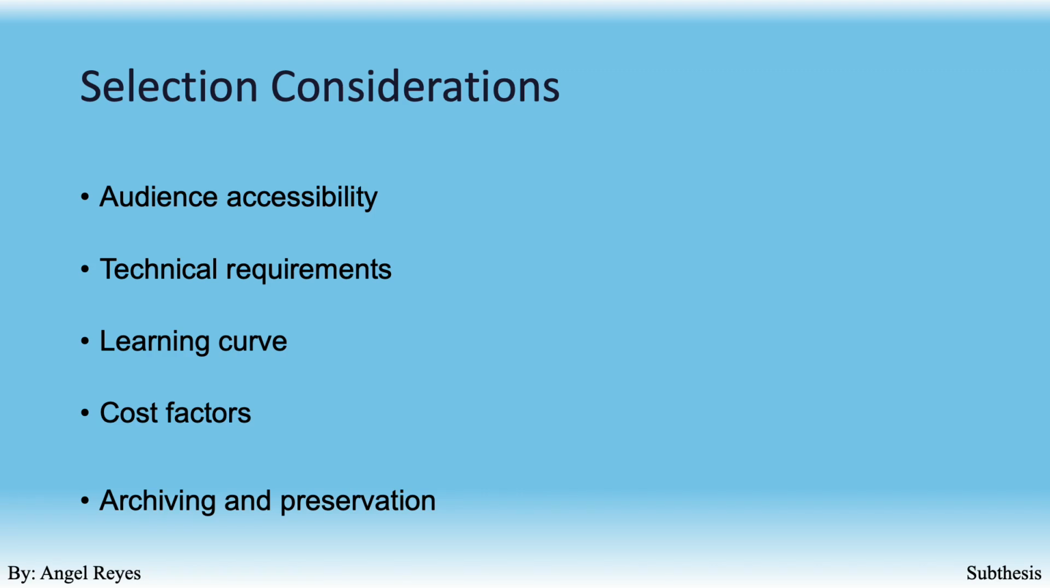Key considerations should guide technology selection for digital storytelling. Audience accessibility involves ensuring chosen tools and platforms are available to intended audiences, considering factors like internet connectivity, device compatibility, and accommodation for disabilities. Technical requirements include evaluating necessary hardware, software, and expertise needed for both creation and consumption of the digital story.